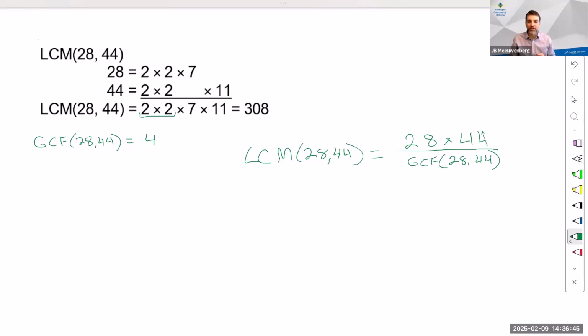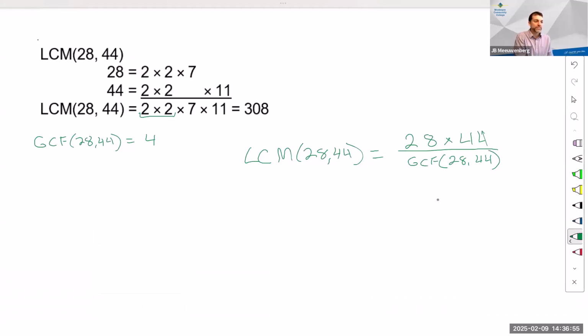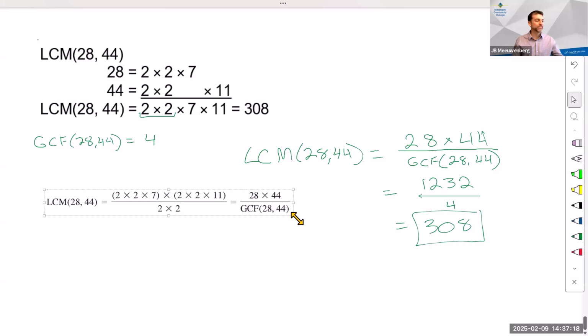So let's calculate 28 times 44, 1,232. So that is equal to 1,232 divided by the greatest common factor we found was 4. And when we divide 1,232 by 4, we get 308. So you might be wondering, why is that? Well, if we do a little expansion, we can see why that is.